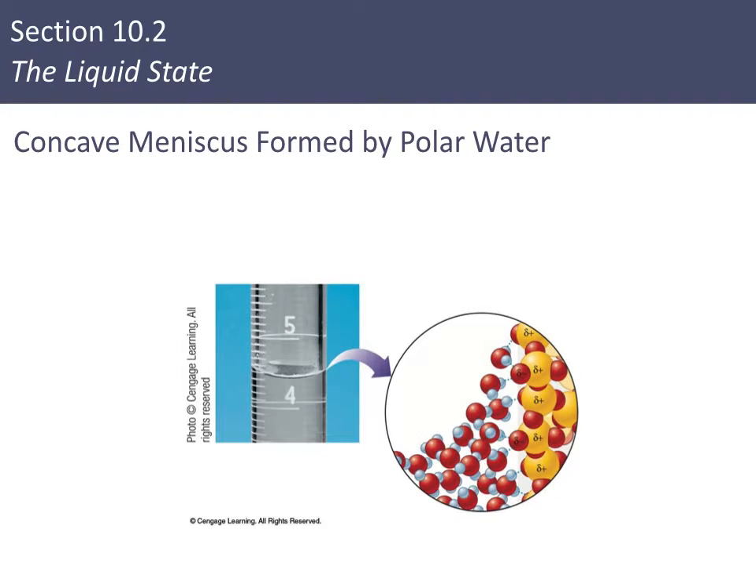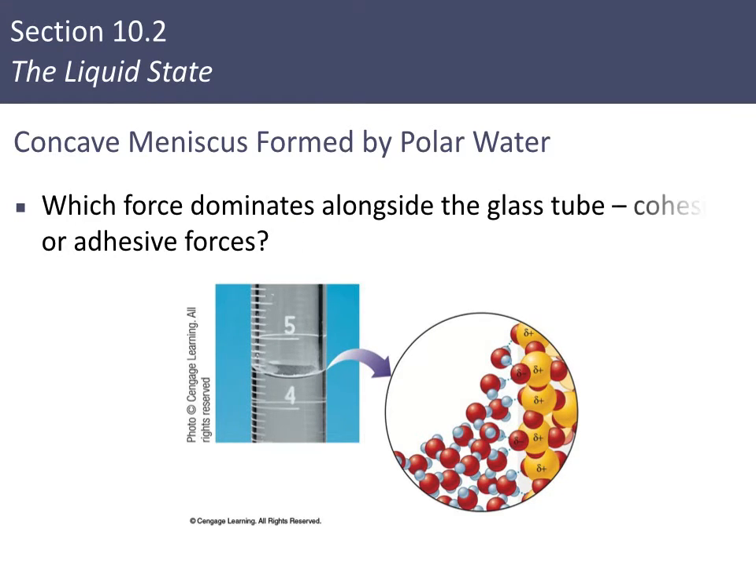itself. If we look at the concave meniscus formed by polar water, again, this is concave, the previous slide was convex. If you look at the little blow up, you can see the water molecules are sort of lining up alongside the glass. So which force is going to be dominating here, cohesive or adhesive? In this case, it is adhesive. And that is all for section 2.